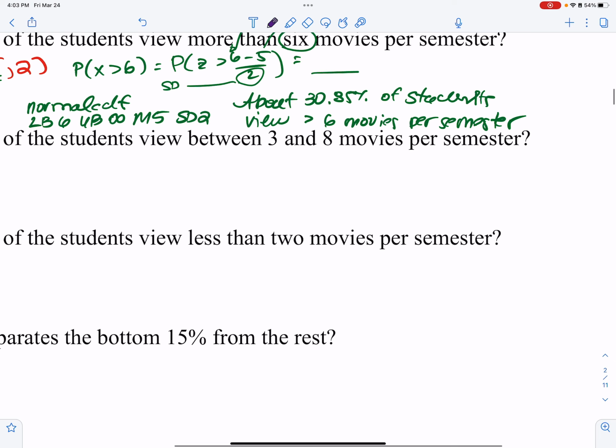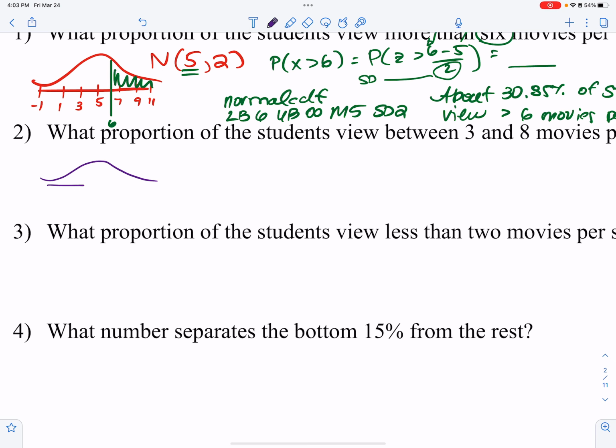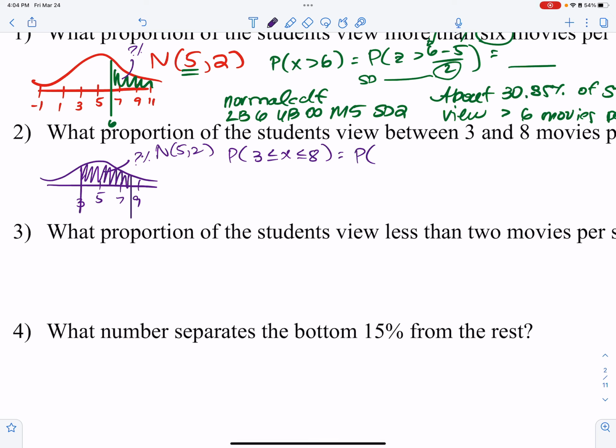Okay, what proportion of the students view between 3 and 8 movies? The drawing is going to show the same thing. I'm not going to draw the whole thing out since I have it already drawn. I would want to put a question mark percentage, because that's the same thing I'm doing here. So the probability that x is between 3 and 8, 3 minus 5 over 2, 8 minus 5 over 2. And that's what I'm looking for.